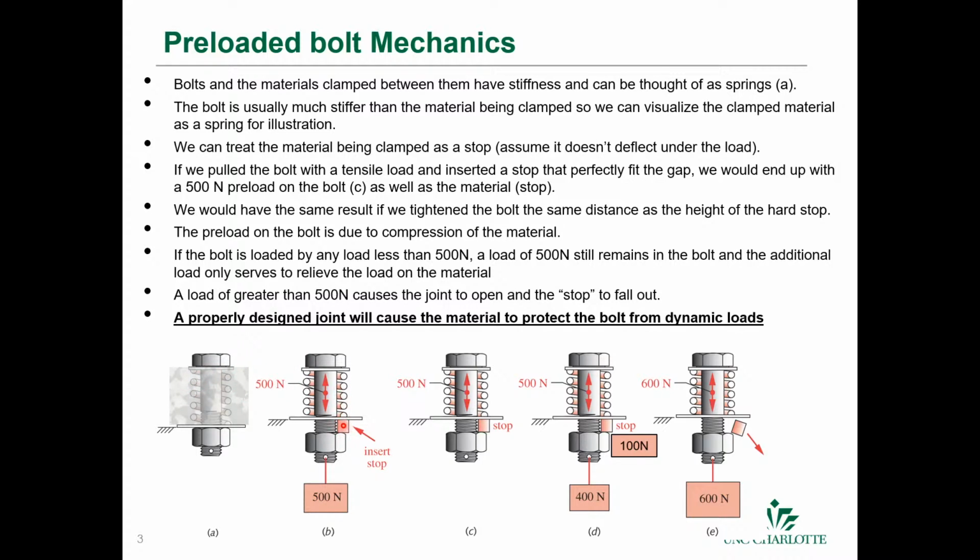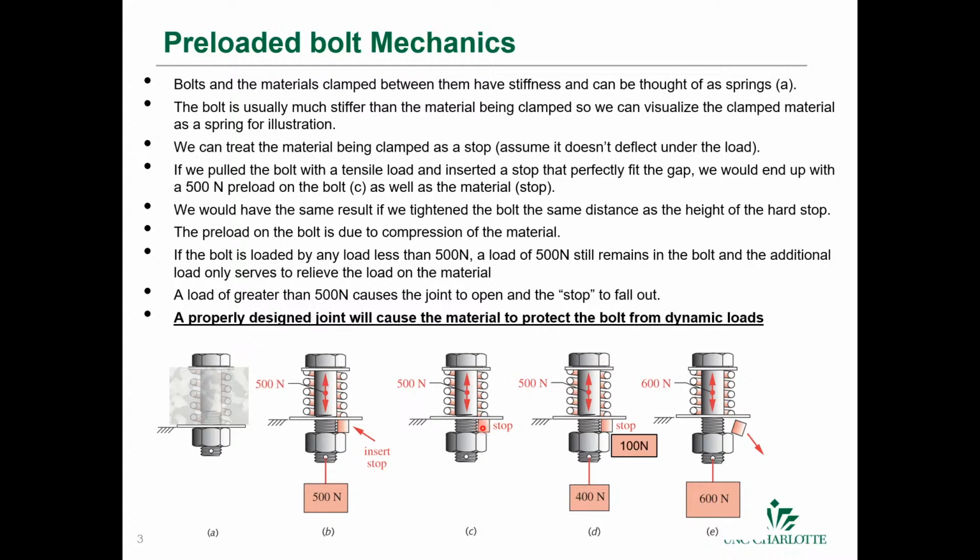Okay? And so the way that a bolted joint works is that if you were to take a bolt and pull it down with a load, pulling this spring down, and insert a stop where you precisely had a certain load, in this case 500 newtons, and you put the stop in there and then release the load, then you have this clamping force on the material, which puts the material in compression, so that 500 newtons is experienced by this little stop.